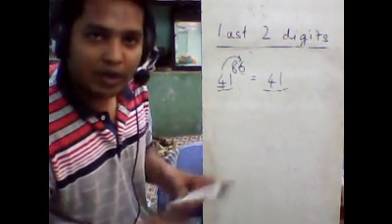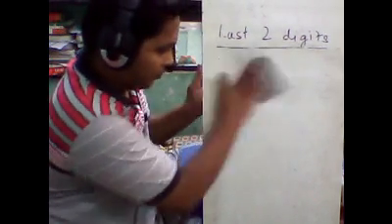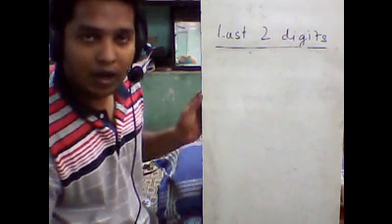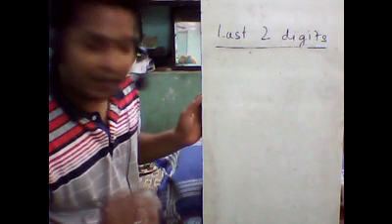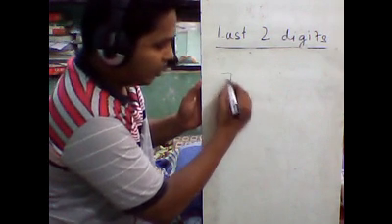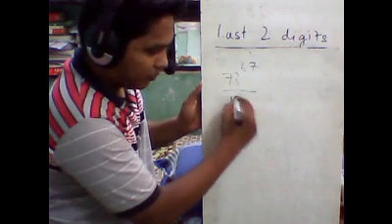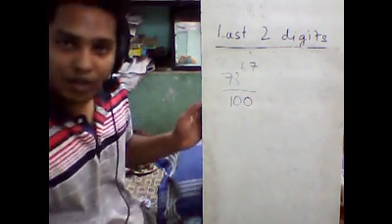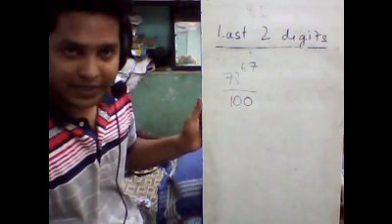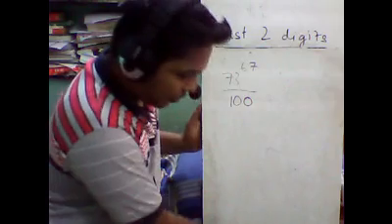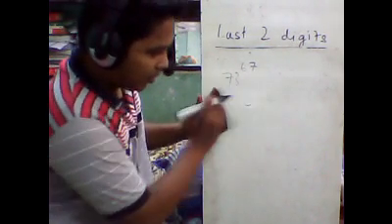Now let us look at the second problem. The second problem is: what is the remainder obtained when 73 to the power of 67 is divided by 100? This is the same as finding the last two digits of 73 to the power of 67.